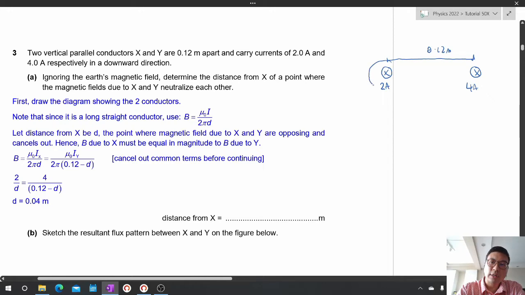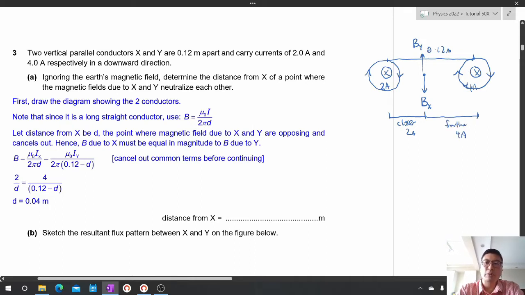Now, if we draw the magnetic field around the wire, we'll use our right hand grip rule to see that the magnetic field is going clockwise around the wire. Now, this means that somewhere in the middle, the magnetic field from X is going to be in the opposite direction to the magnetic field from Y. Based on what we know about the strength of the magnetic field, this point must be closer to the 2 amp and further from the 4 amp in order for it to be a neutral point.